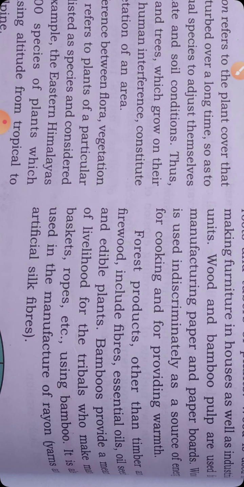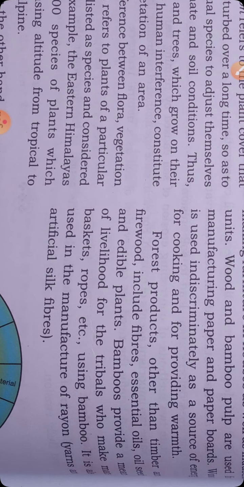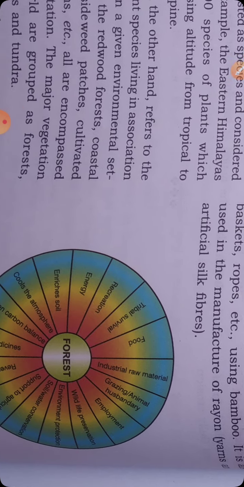Forest products other than timber and edible plants: bamboos provide a means of livelihood for the tribals who make mats, baskets, ropes, etc. using bamboo. It is also used in manufacture of rayon. What is this rayon? Rayon is the yarn. Yarn means thread, like an artificial silk fiber. So these are rayon.